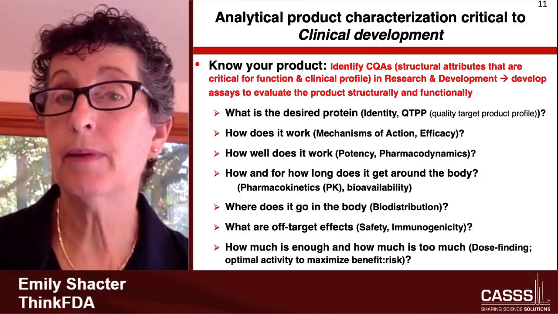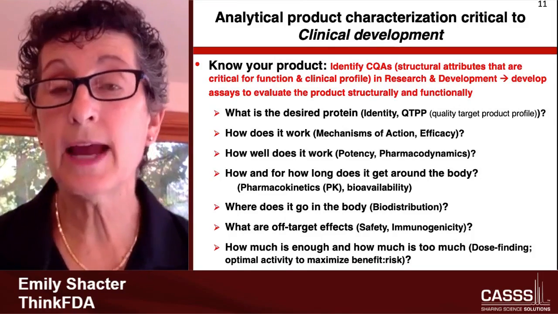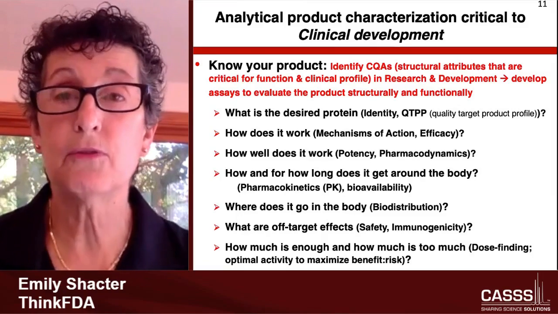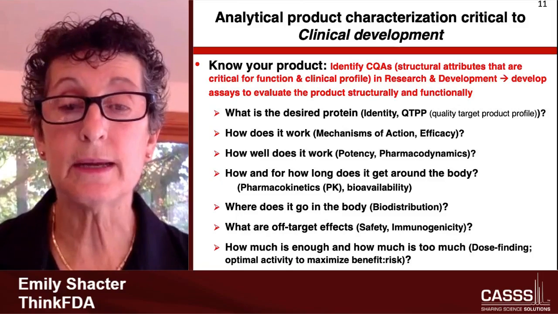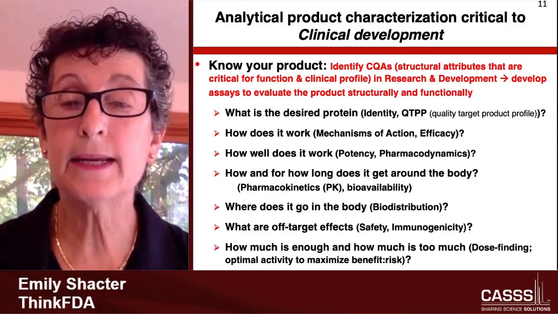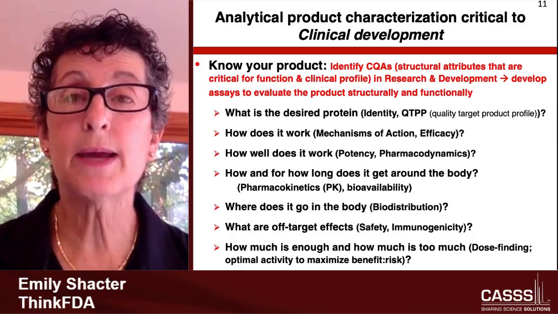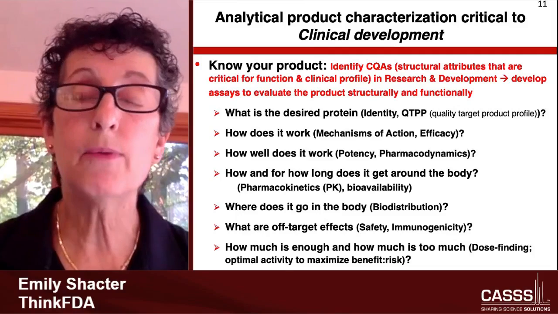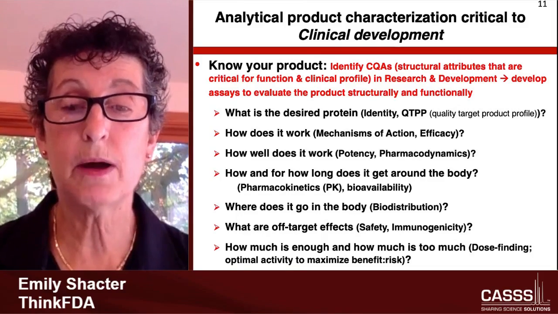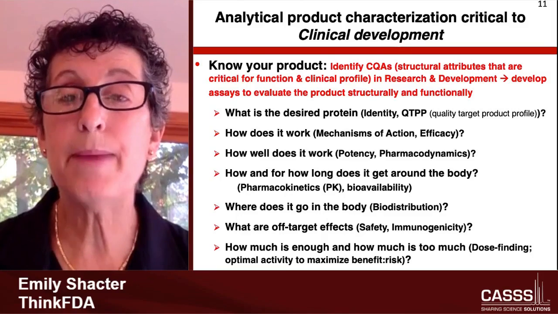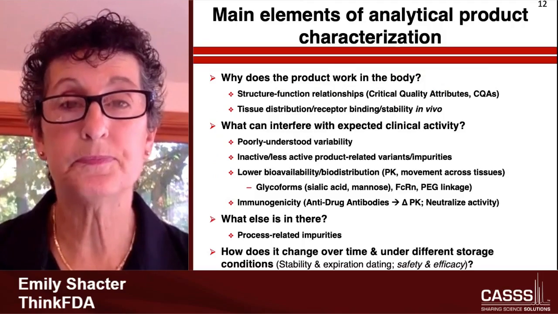Where does it go in the body? What is the biodistribution? What are some off-target effects that may or may not have to do with the actual desired molecular function of the molecule? And this determines safety and sometimes immunogenicity. And then how much of the protein is enough? So we think about the therapeutic index of a protein, where we have enough to get the efficacy that we want, but we don't want to tip it over too much into also adding safety concerns for the molecule. So where do we find the risk-benefit balance of how much protein is enough to have a good clinical profile?